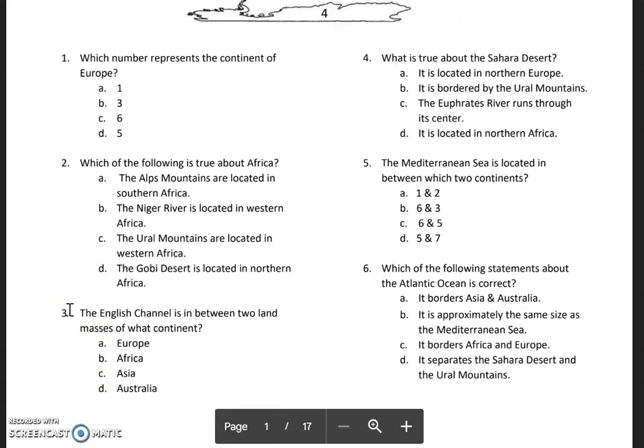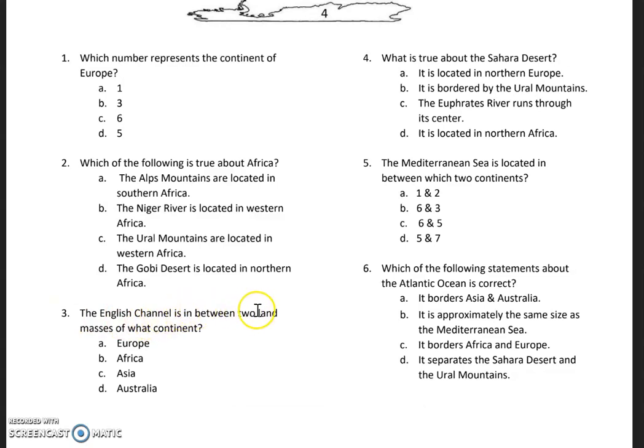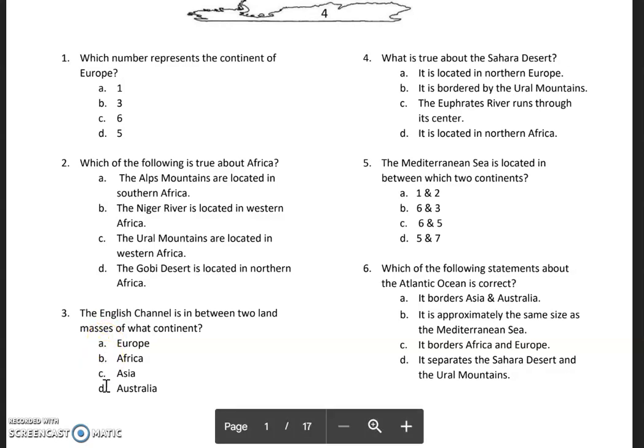Number 3. The English Channel is in between two land masses of what continent? A. Europe, B. Africa, C. Asia, D. Australia.